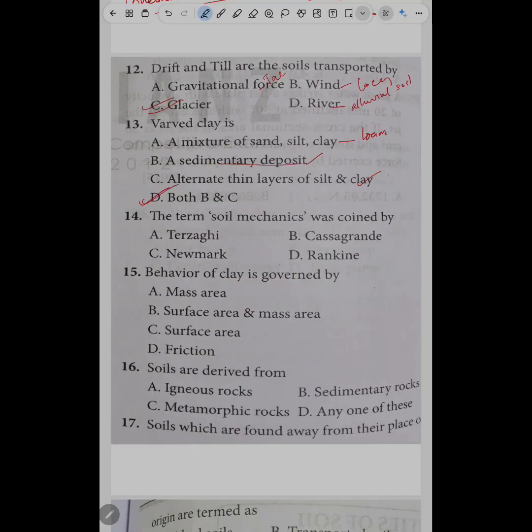So next, the term soil mechanics was coined by Terzaghi. Soil mechanics was coined by Terzaghi. Then the next, 15th question: behavior of clay is governed by.